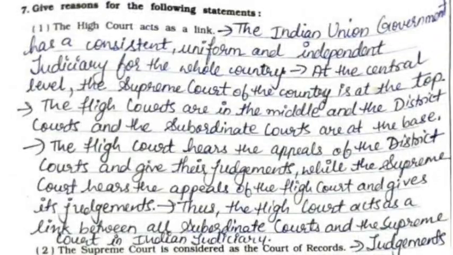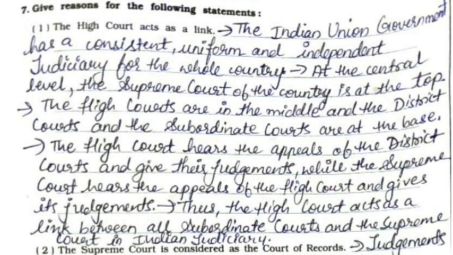Now we'll continue with question number 7, that is give reasons for the following statements. For that, first one is the High Court acts as a link. The Indian Union government has a consistent, uniform and independent judiciary for the whole country. At the central level, the Supreme Court of the country is at the top. The high courts are in the middle and the district courts and the subordinate courts are at the base.